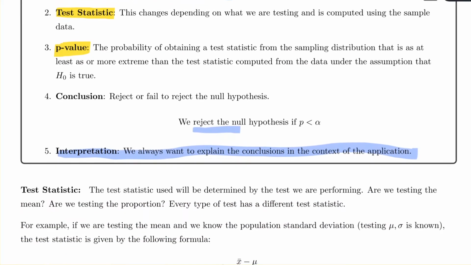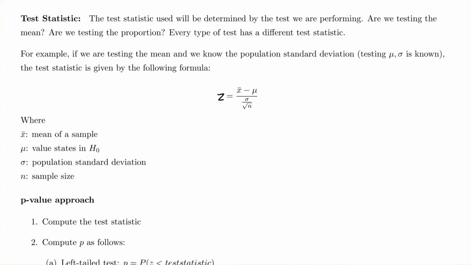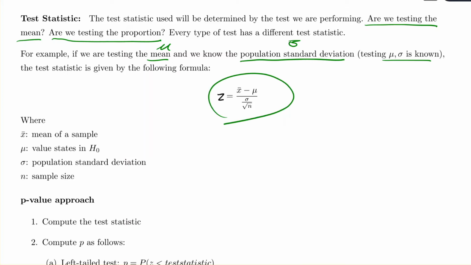So let's look at what the test statistic is first. The test statistic will be determined by the test we're performing. We need to always ask this question: are we testing the mean or are we testing the proportion? We can determine that by reading the problem carefully. Depending on the type, we use different test statistics, essentially different formulas. For example, if we're testing the population mean and we know the population standard deviation, we use this formula to find the test statistic.